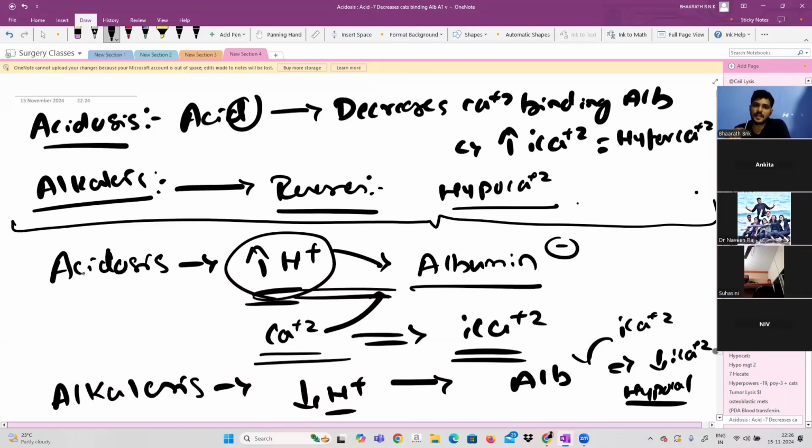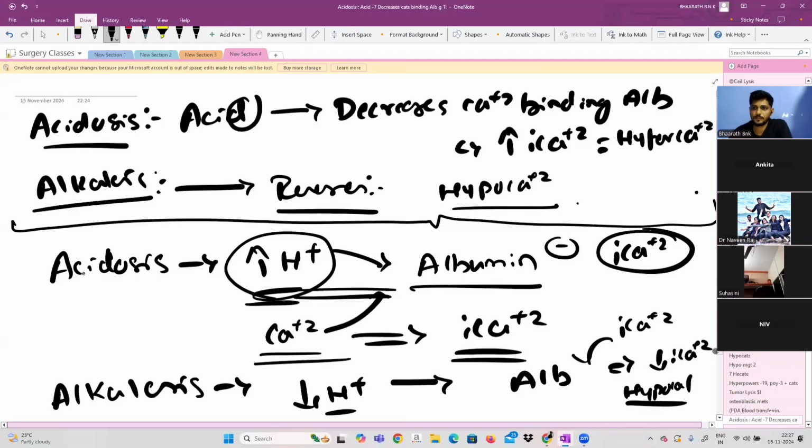Now, this is similar to albumin, where the total serum calcium and the ionized calcium vary. They do not match with each other. But here there is no formula to correct it. So the best way, whenever you suspect a patient with metabolic acidosis or alkalosis and there's hypocalcemia, is to get an ionized calcium. Right? That will tell you truly whether there is hypocalcemia or not. Right? Is this clear?